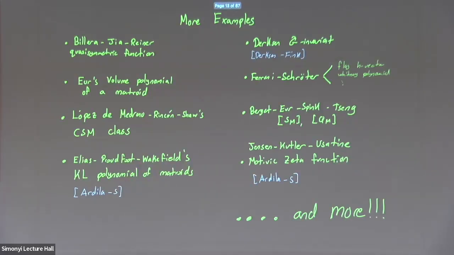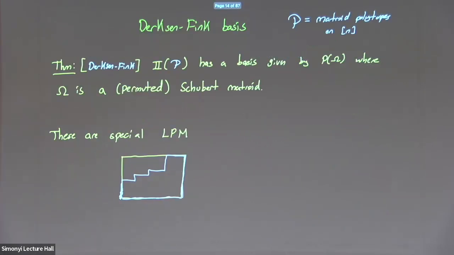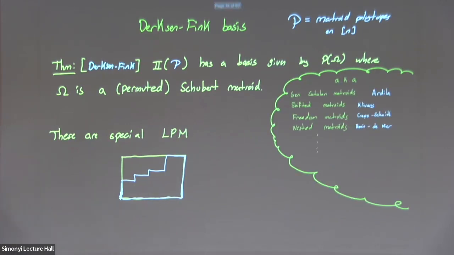Okay, so one of the interesting results, which is closely related to this Derksen-Fink invariant, is that we actually know a nice basis for this space of indicator functions on a class of matroid polytopes of a given ground set. And what Derksen-Fink proved is that there's a basis given by a class of matroids, which have actually appeared many times through very different names, like generalized Catalan matroids, shifted matroids, and so on. And for me, I'm going to use the word Schubert matroid.